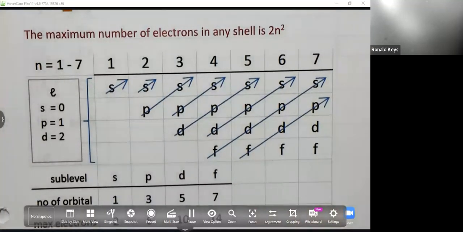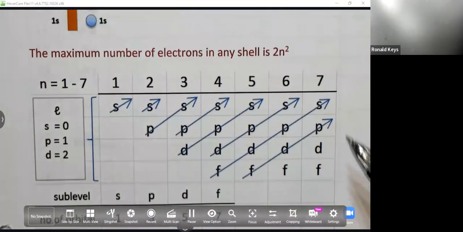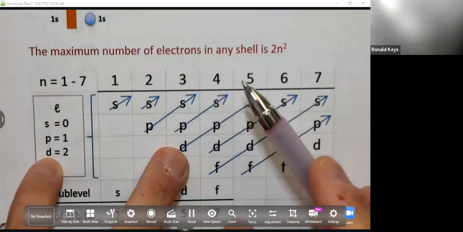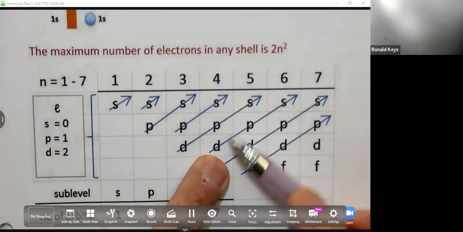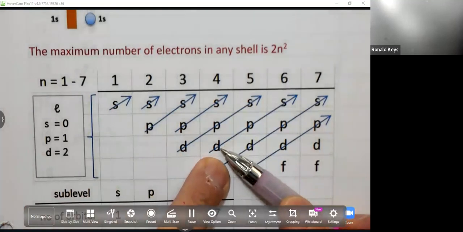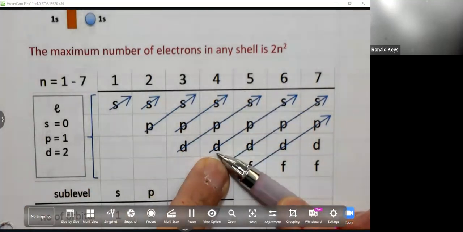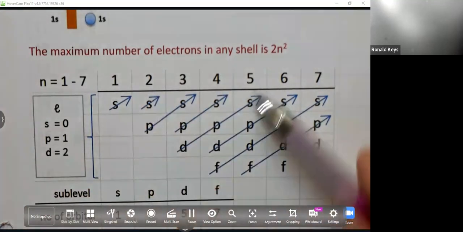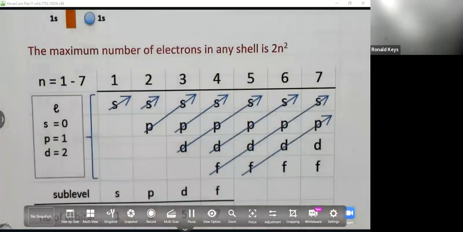So you can never trust an electron to do what you expect it to do, because you will see that before we put electrons in 4D, we have to put electrons in the 5s, and then it goes back down to level 4. But this diagram will do all that for us. So we're going to go right into that on the next page.